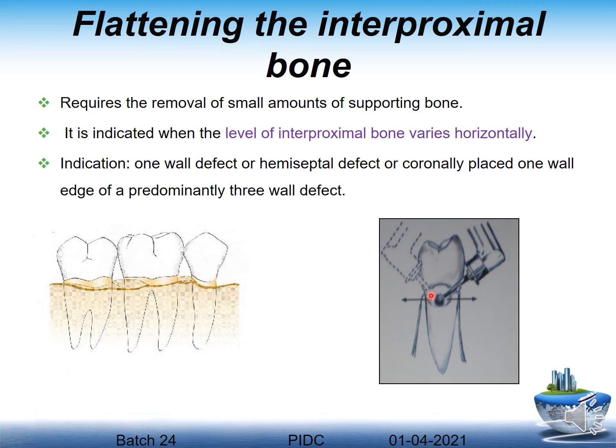So here I do have small window peaks which are there. So I cut off these 2 bones. So basically that is my flattening of the interproximal bone. So here I can see certain irregular margins. Can you see this? So I am taking off these interproximal areas.